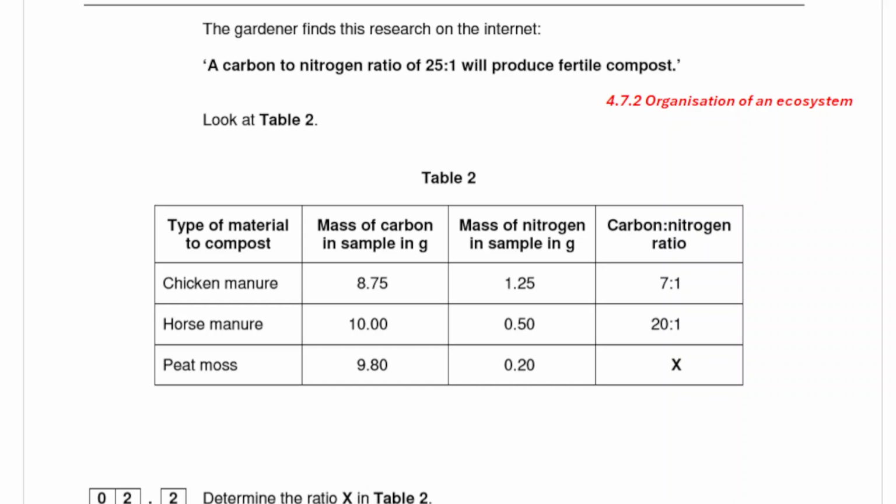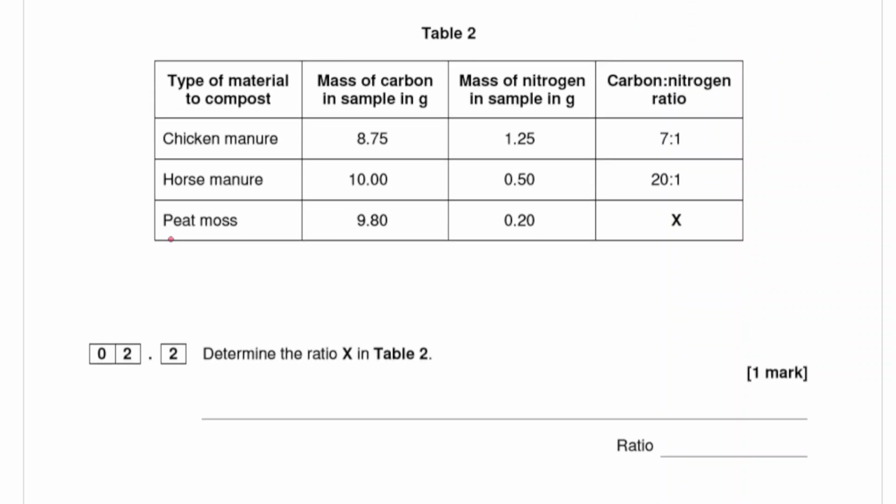So you have the type of material to compost. You have chicken manure, horse manure, peat moss. Determine the ratio of X in table 2. What they're asking is to find the carbon to nitrogen ratio of peat moss here. How would you find the ratio? Carbon to nitrogen. So carbon is 9.80 divided by 0.20, which gives me 49. So the ratio is 49:1.